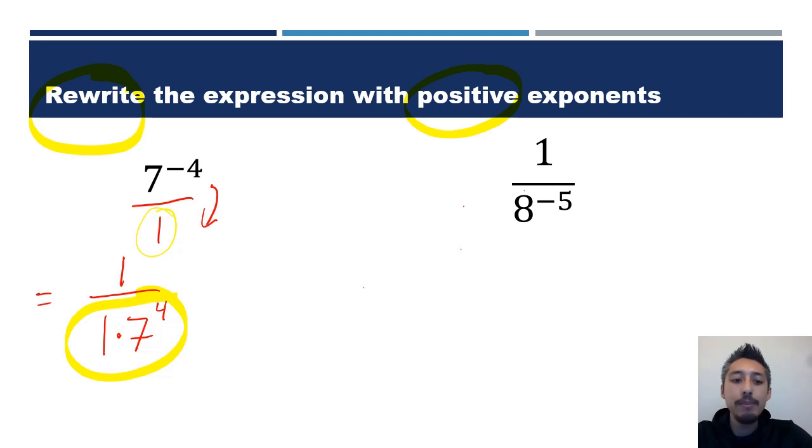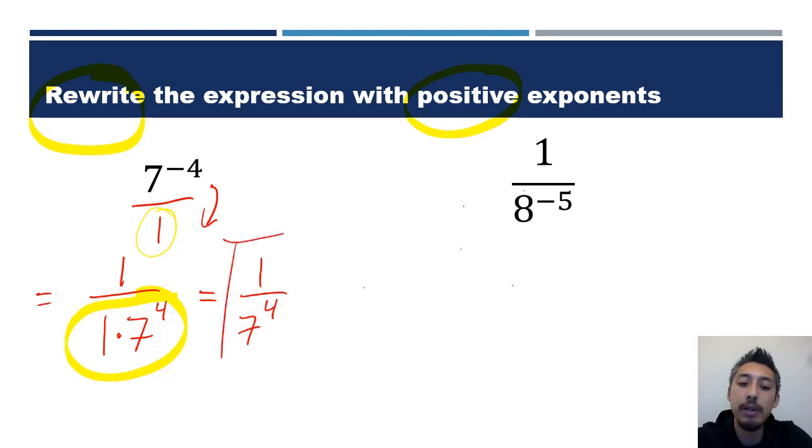Whenever we multiply some number by 1, our answer shouldn't change. So even though we still have that 1 right there, technically we don't need to write it down because 1 times anything is that other number. So that means that our final answer for this first problem is going to be 1 over, and in the denominator, we just have 7 to the power 4. That's it. This is your final answer for the first example.